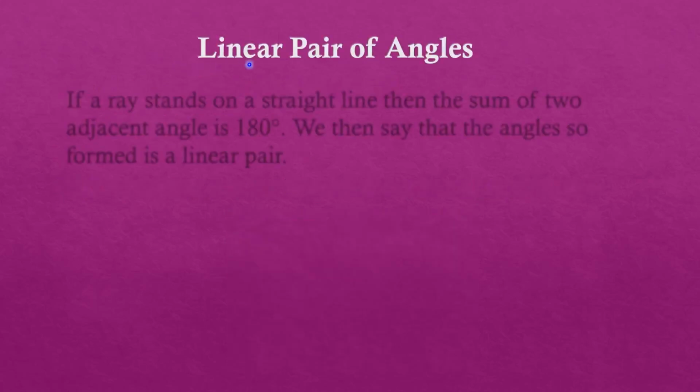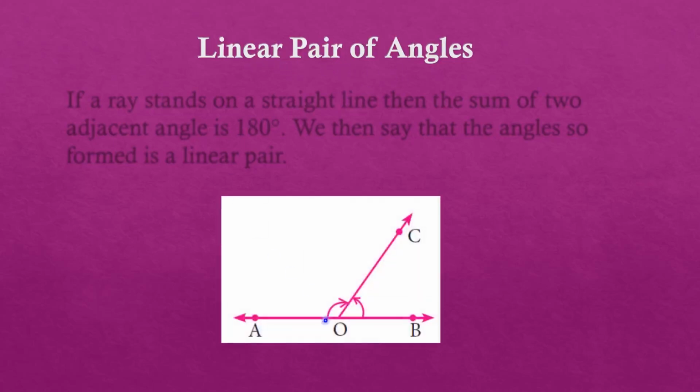Next is linear pair of angles. It is nothing but adjacent angles பார்த்தோம்ல, sum of the two adjacent angles வந்து 180 degree இருந்ததுன்னா those angles are called linear pair of angles. See this. This is the straight angle. Here we have one ray. If we add these two angles, we get 180 degrees, and these two angles are adjacent angles.